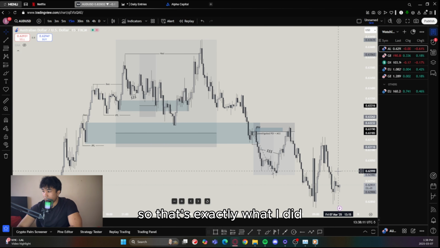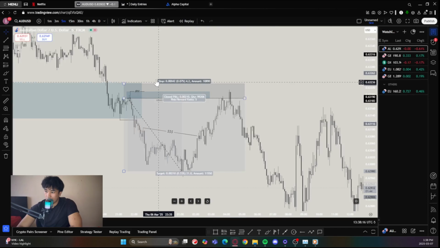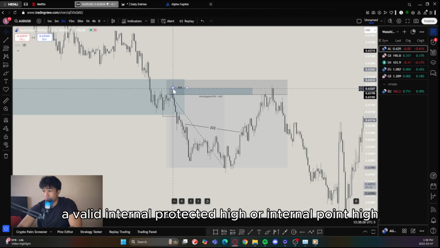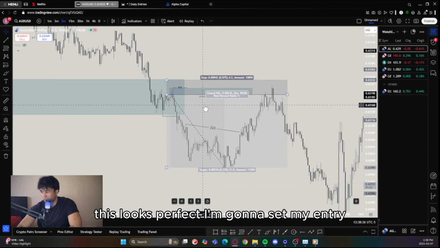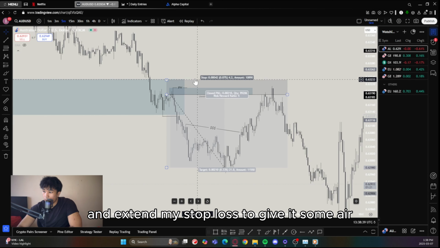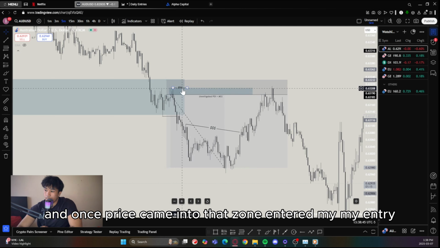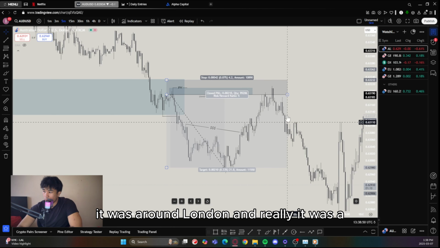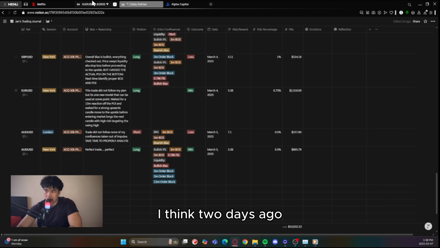So that's exactly what I did. I scaled down to a lower time frame and I looked at price, did a break of structure, accumulated liquidity, a valid internal protected high or internal point high, and pretty much I was like, okay, this looks perfect. I'm gonna set my entry and extend my stop loss to give it some air. And once price came into that zone, entered my entry, it was around London, and really it was just a really perfect trade. Just as perfect as the trade that I took I think 2 days ago.